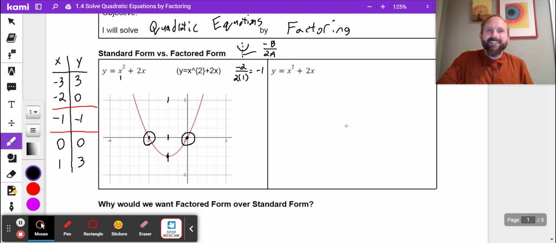Now let's factor it. So I could factor this. I could make this y is equal to, well, they both have x's, so I'm going to pull out an x. So if I pull out an x, what times x squared? So let's draw this out. What times what equals x squared?